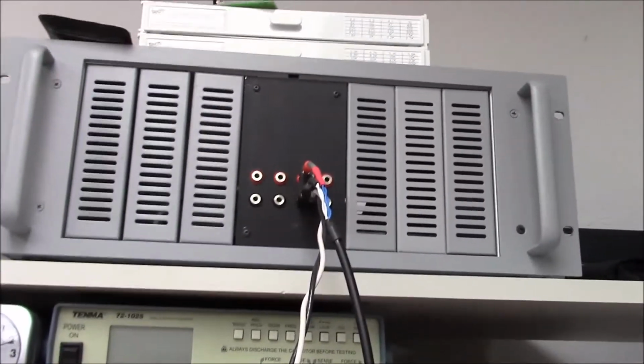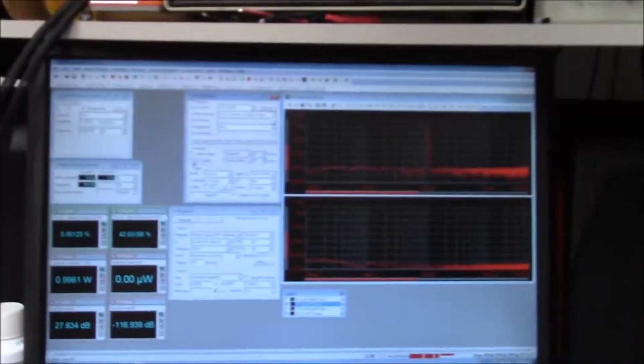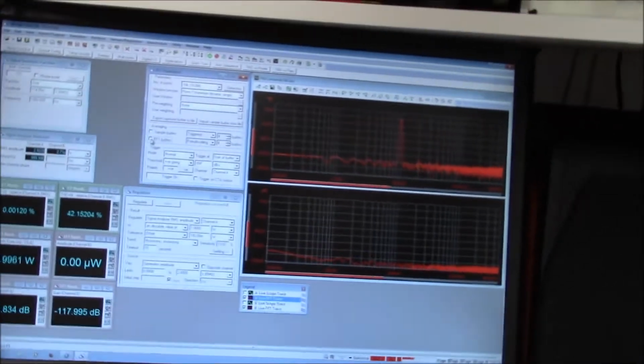The speaker cable, same thing, follow it up, goes into my load bank, and the cable out of that, follow it around, and it too goes into the analyzer. So nothing, no smoke and mirrors, nothing weird. So this is the D-Scope software.